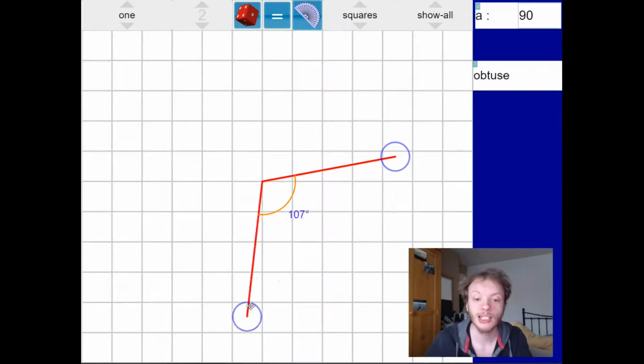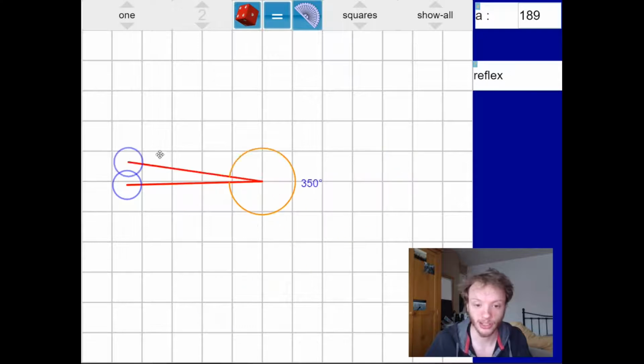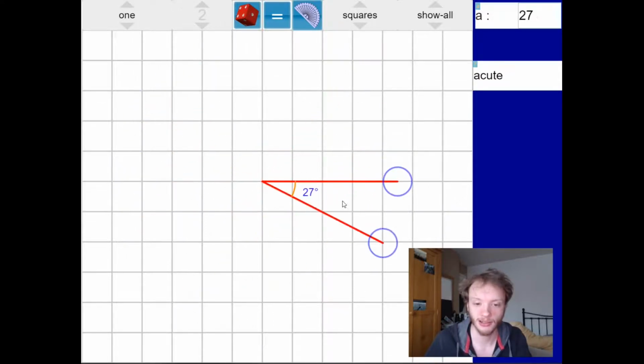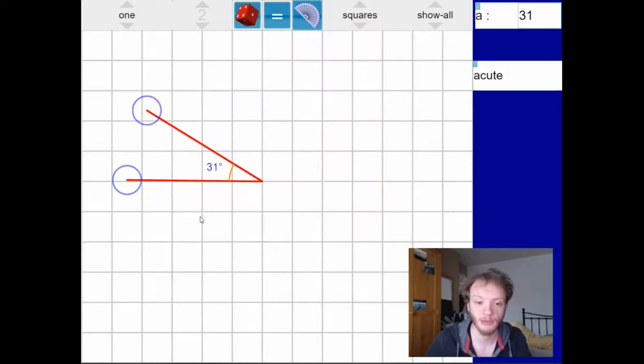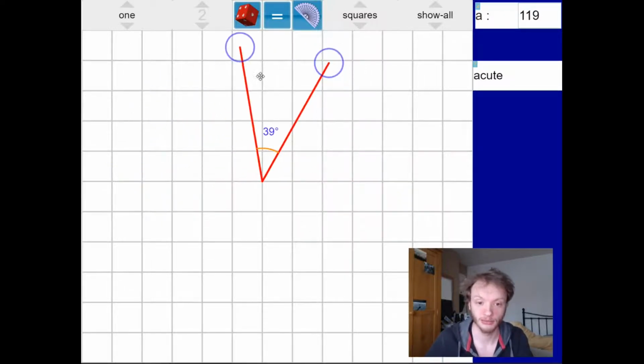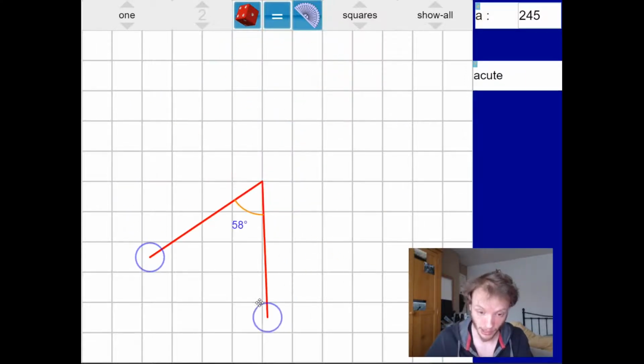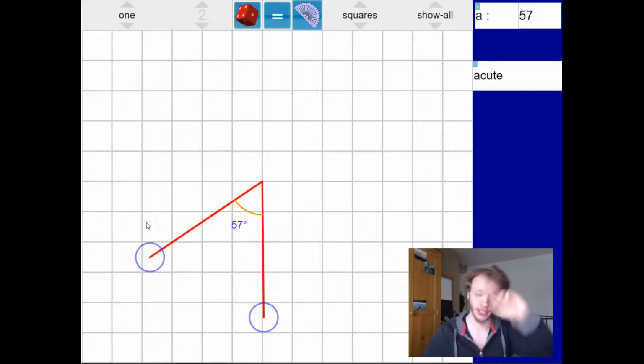Okay, that's the same for acute and obtuse angles. If I can get, there we go. So an acute angle could face that way, or it could equally be facing that way. It could be almost pointing down, it could be pointing up. All of these, as we can see, are acute angles.